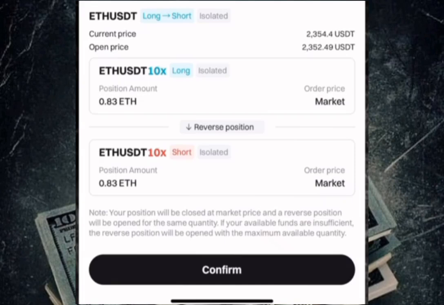I hope you understand. And once you enter, that means that you have to go and set your take profit and stop loss again. So that's just for that. So in case you enter a trade and it's going against you and you quickly want to change it, just click on reverse. That's for that. So let me exit this.